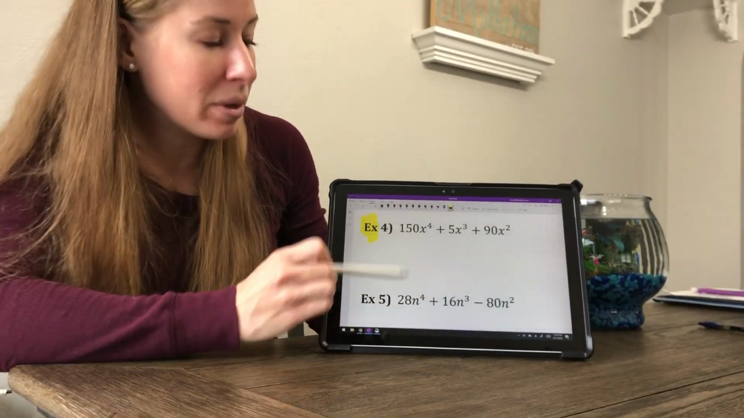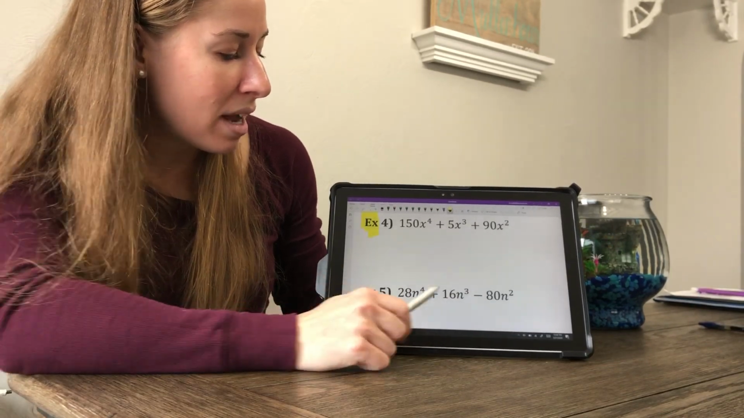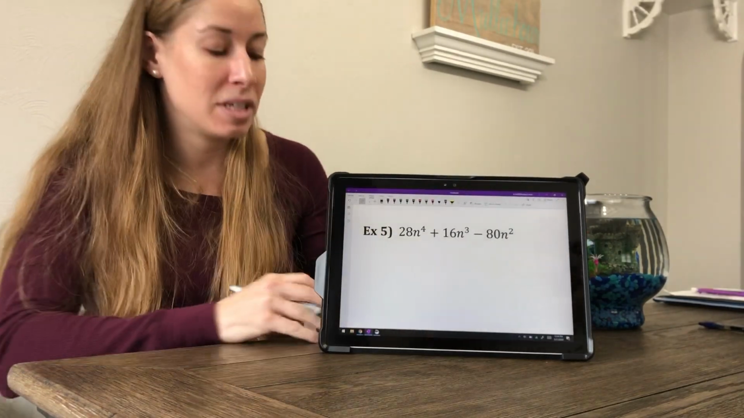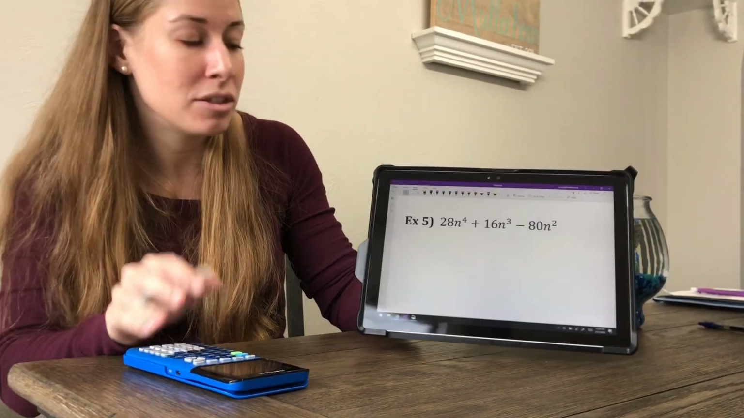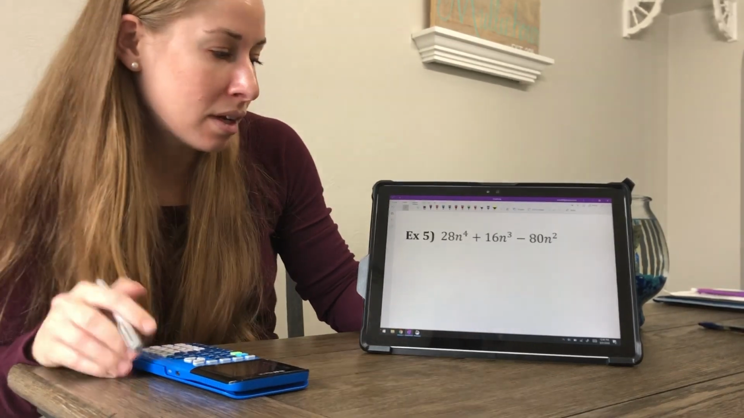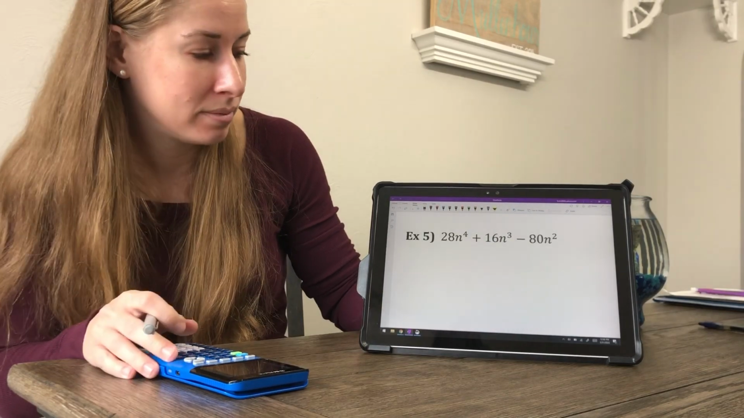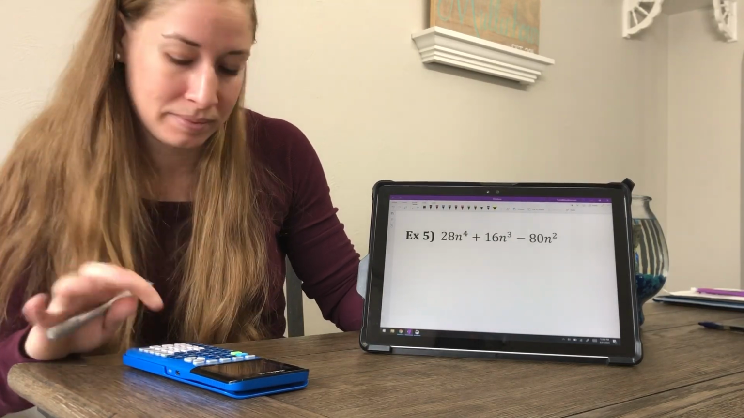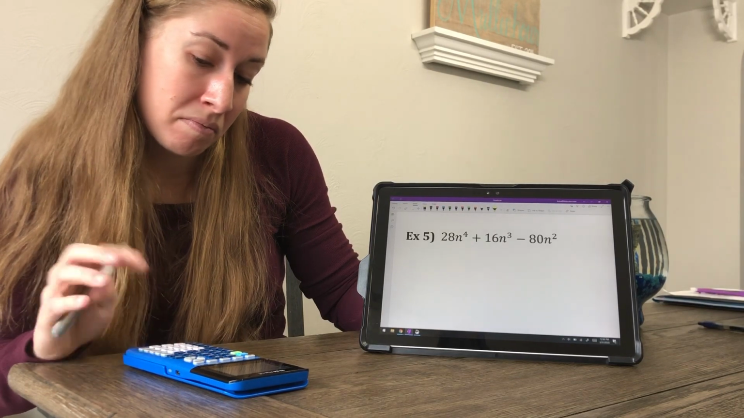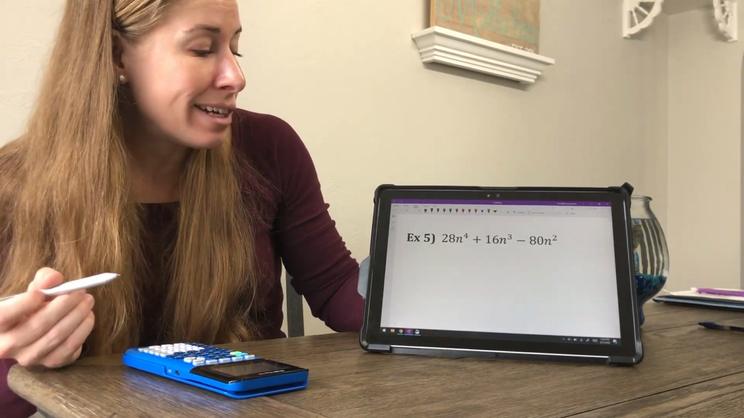Okay, number 5 will be kind of similar. So if we look at number 5, 28, 16, and 80. Well, first of all, they're all even, so we should at least be able to divide a 2 out, but check for that biggest common factor. 28, 16, and 80, I'll divide by 4. Is there a bigger number? I don't think so. So 4.